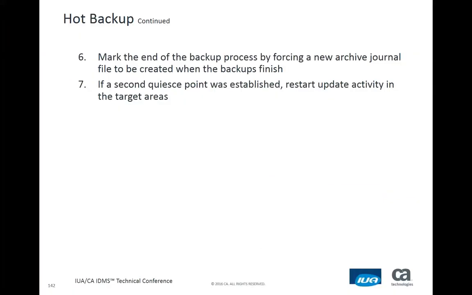Okay, so then after you would establish the second point, you mark the backup process by forcing a new archived journal file to be created, and you're going to want to do that even if you don't do that optional Quiesce point. You're still going to want to force the journal files. And then if a second Quiesce point was established, at this point in time, you would restart the update activity within the target areas.